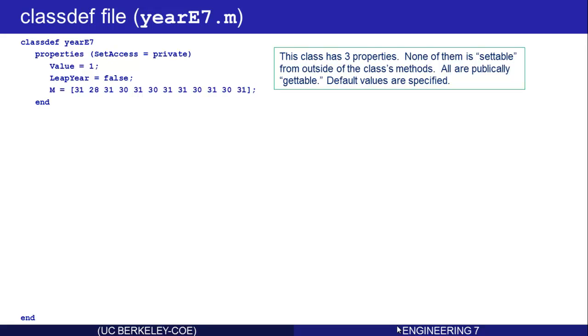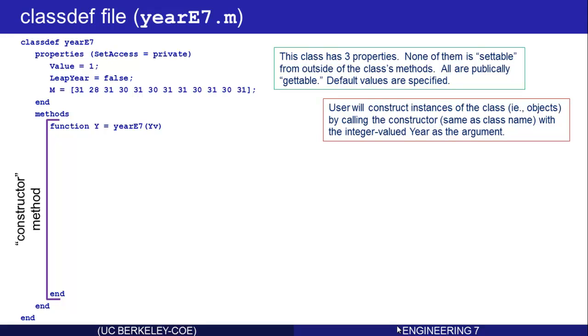Next, let's look at a methods block. It begins with the word methods and ends with an end. And on this slide, we'll only consider what's called the constructor method, which has the same name as the class name, Year E7. This constructor method will allow users to construct instances of the class, in other words objects, by calling it with an integer valued year as the argument, YV. What will be returned is an object of class Year E7 in the variable Y.